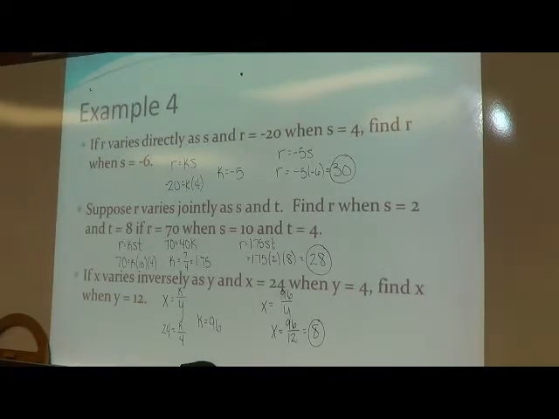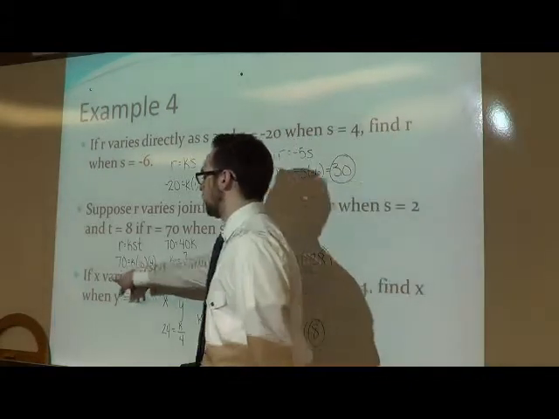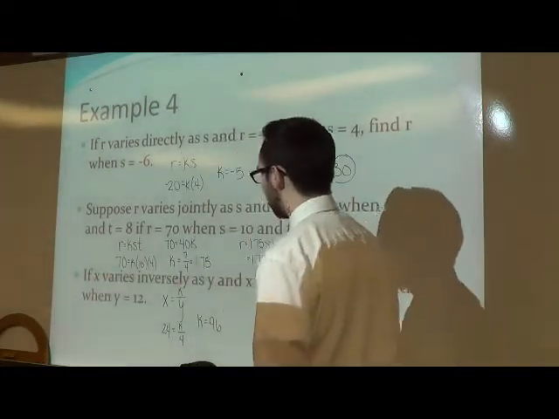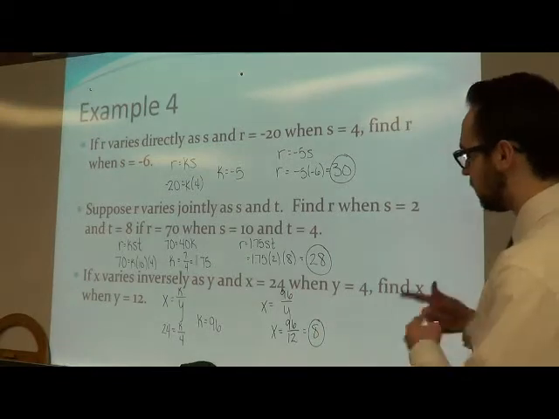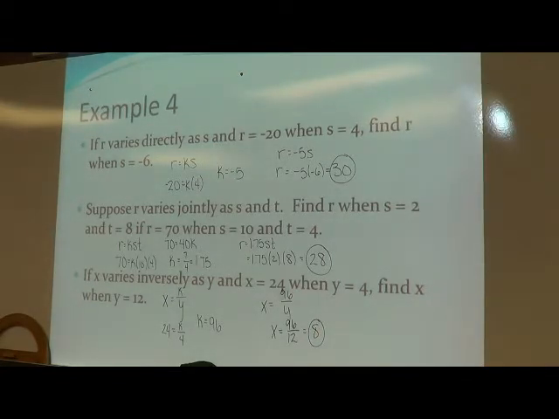Alright, so there are your three answers. We have r was 30 in the first one, r was 28 in the second one, and x was 8 down here. Notice they put x first, so x varies inversely as y. So it was reversed. So instead of saying y equals k over x, we'd say x equals k over y.